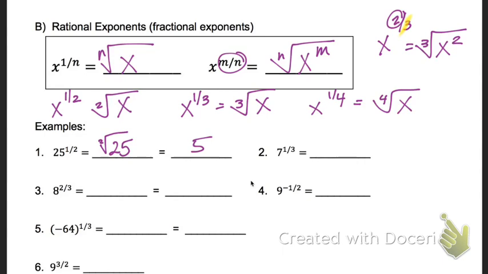Okay, for number 2, it's 7 to the 1/3. So what would that look like? The cube root of 7. Can I do anything to that? No, so I just leave it.